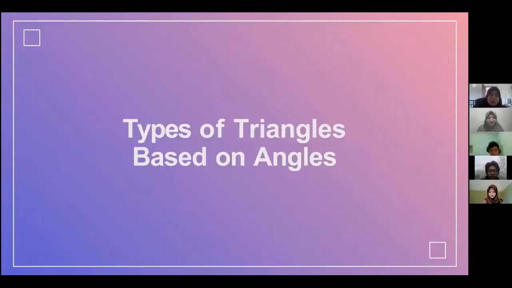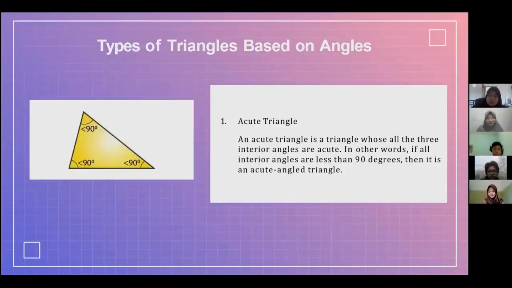Types of triangle based on angles. 1. Acute triangle. An acute triangle is a triangle whose interior angles are all acute. In other words, if all interior angles are less than 90 degrees, then it is an acute angle triangle.